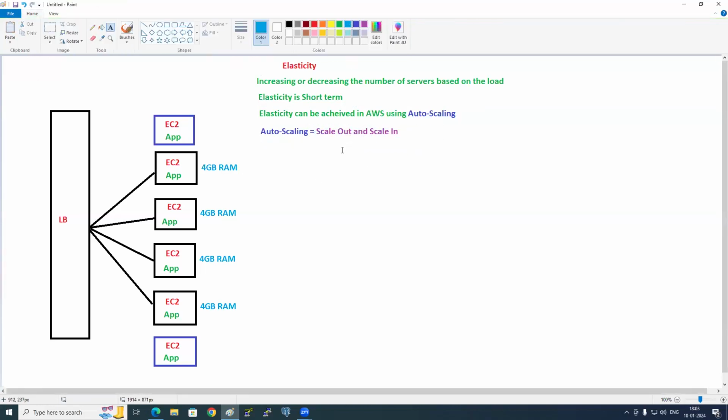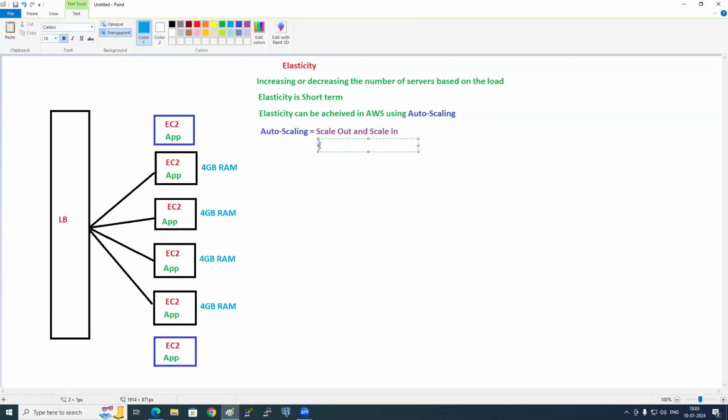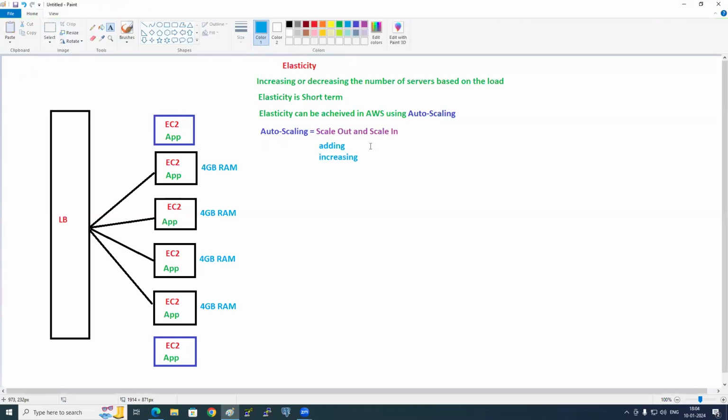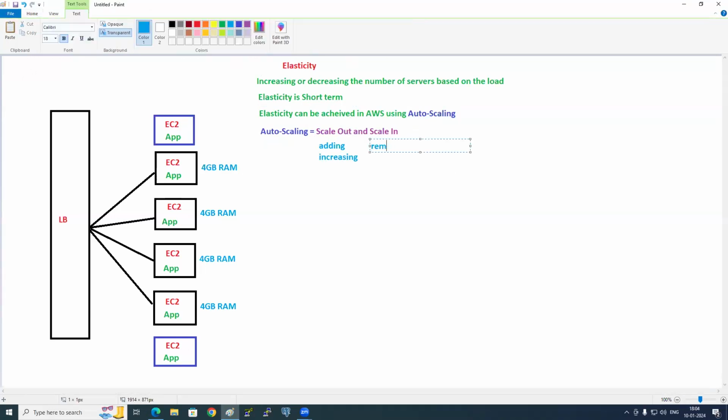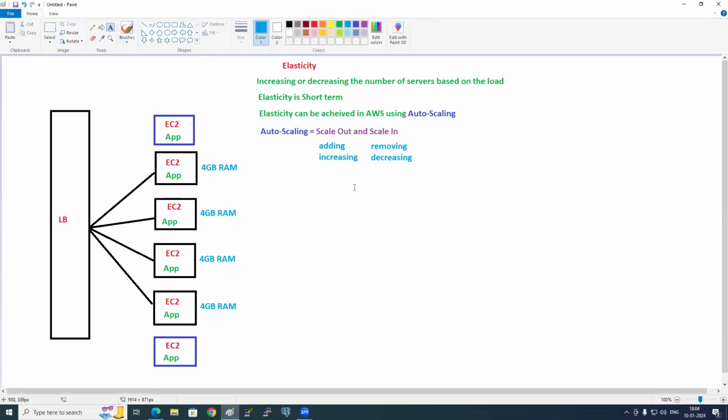So scale out. What does scale out mean? Increasing. Can I say adding also? Or increasing also? Scale in means removing or decreasing. So this is called auto scaling. This is called auto scaling.